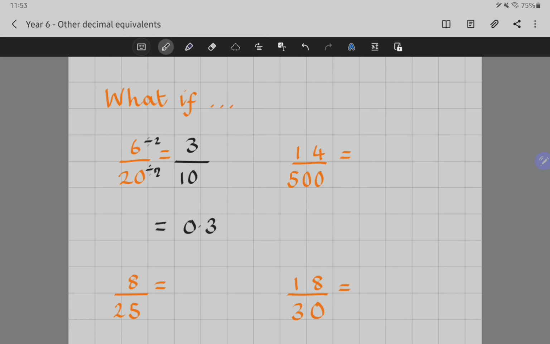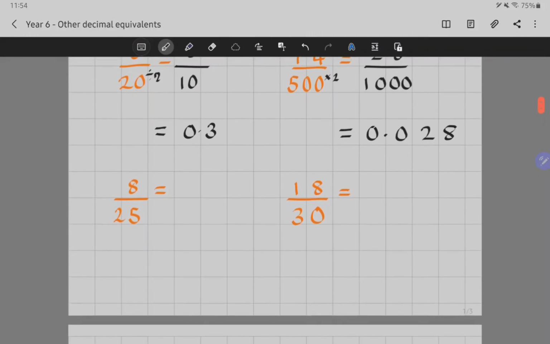How about 14/500ths? What am I going to turn 500ths into? Thousandths is going to be the easiest one. I'm going to make it larger this time, so I'm going to multiply by 2, and I need to do the same to my numerator. 14 doubled is 28, and 500 times 2 is 1000. 28 thousandths. That way I can now turn it into my decimal, 0.028.